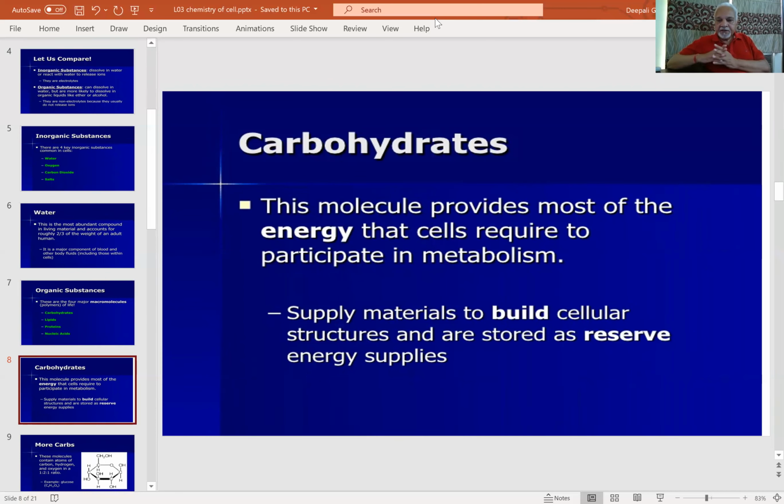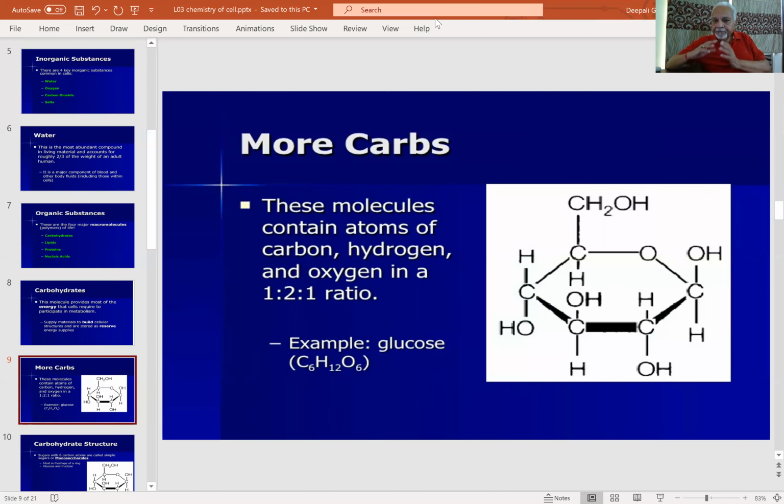Now, carbohydrates are basically providers of energy to the living system. Not only are they providers of energy, but the energy is also stored in them for future use. So basically, carbohydrates are energy providers, and energy can also be stored in the form of carbohydrates.